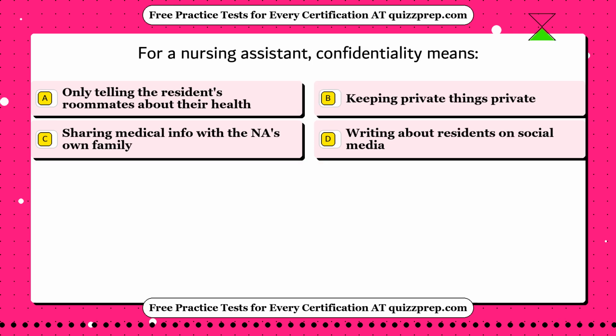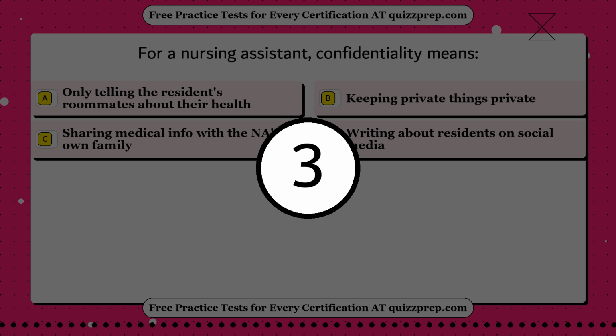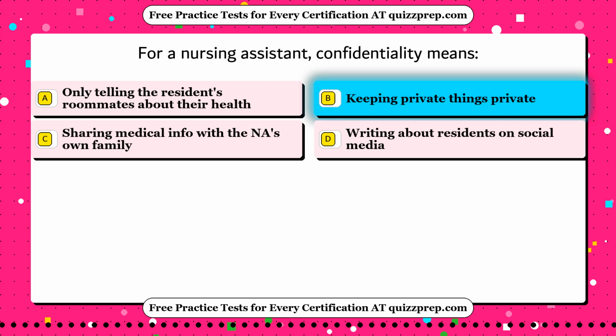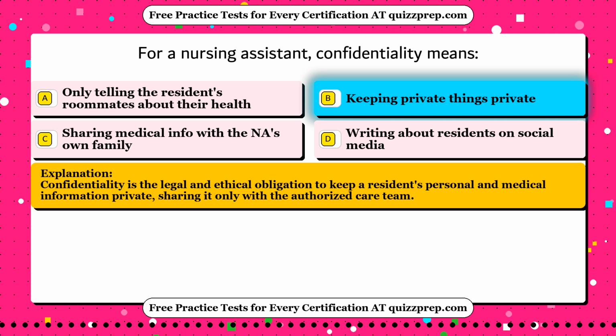Question 9. For a nursing assistant, confidentiality means: Option A, only telling the residents' roommates about their health. Option B, keeping private things private. Option C, sharing medical info with the NA's own family. Option D, writing about residents on social media. The correct answer is option B, keeping private things private. Confidentiality is the legal and ethical obligation to keep a resident's personal and medical information private, sharing it only with the authorized care team.